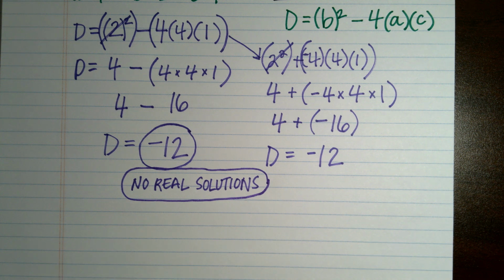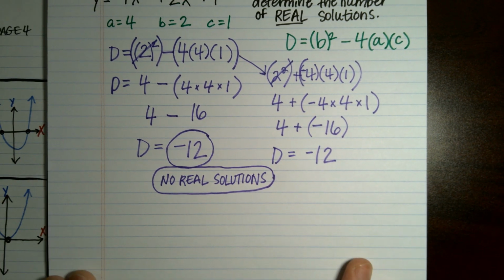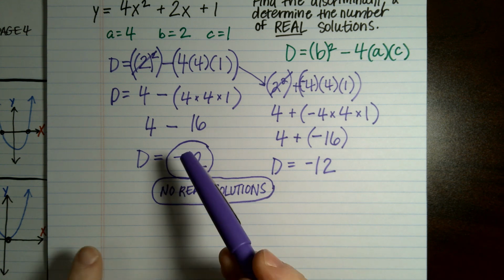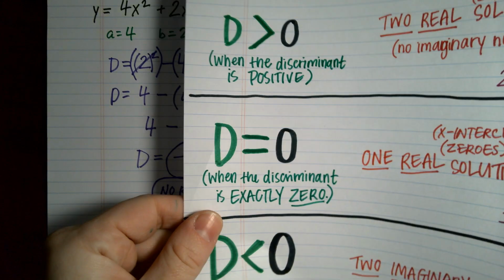Okay. Now let's do, so everything that is a negative is a no real solution. Your discriminant has to be positive to have 2. Your discriminant is 0 to have 1. Like that part.